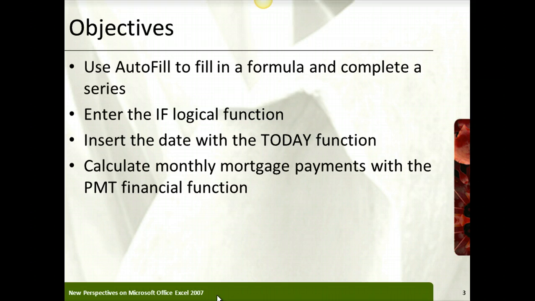The if logic is if something is true, something happens, or if it's false, something happens. So if value is over 20,000, you apply rate of 4%. If it's under 20,000, 5% as an example. The next is inserting the today function and then calculating a monthly mortgage payment with the PMT.